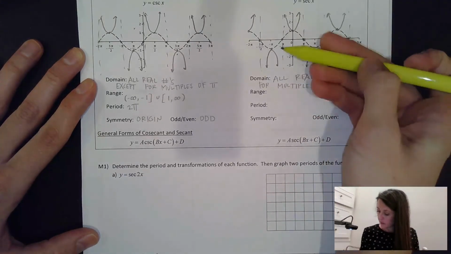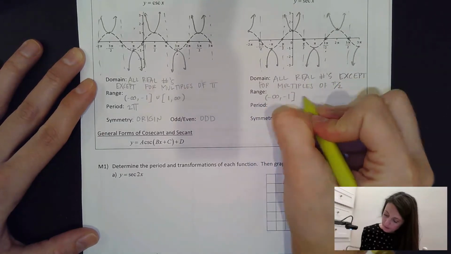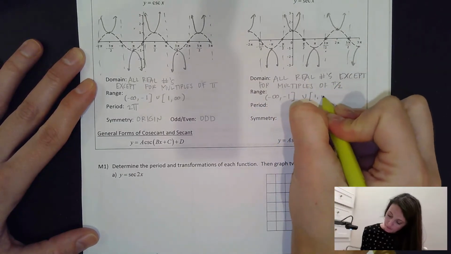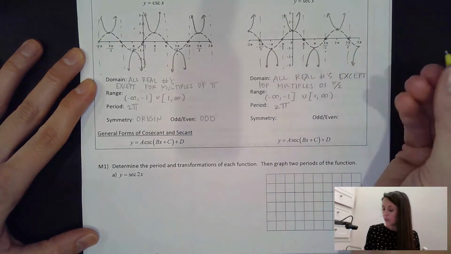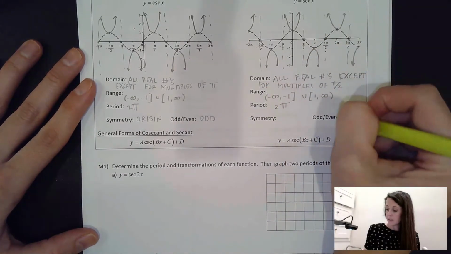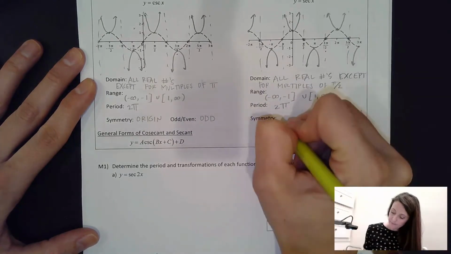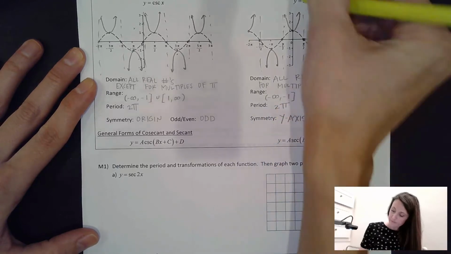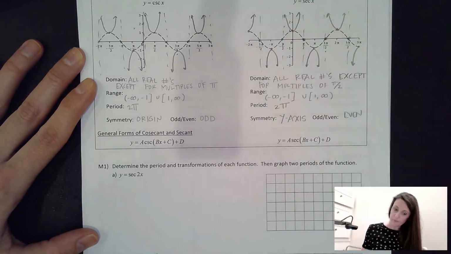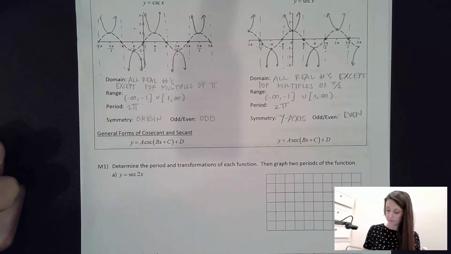Range of values, same thing, is going to go from negative infinity to negative 1, and then again from 1 to infinity. Period is 2 pi. Symmetry: cosine is an even function, right? So symmetry here is going to be the y-axis. If you were to draw a line through the y-axis there, it would have symmetry, and it does.